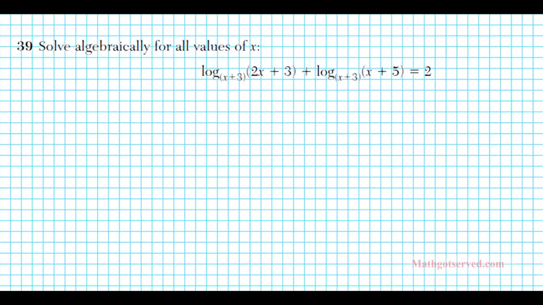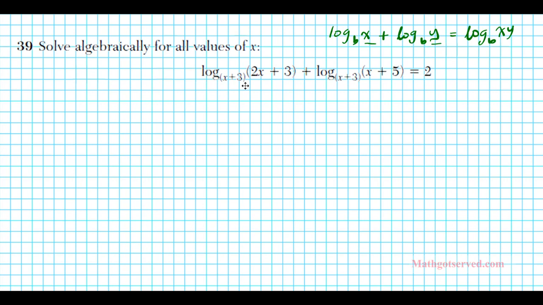Okay? All right, so for 39, it says solve algebraically for all values of x. Log base x plus 3 of 2x plus 3 plus log base x plus 3 of x plus 5 equals 2. So the first thing we're going to do here is condense the logarithmic terms on the left side, and we're going to use the addition property of logarithms, okay? So basically, if you have the sum of two logs with the same base, it's the same thing as the log of the product of the logarithmic arguments. So if you remember, log base b of x plus log base b of y, the sum of two logs with the same base is the same thing as the log of the product x times y with the same base.